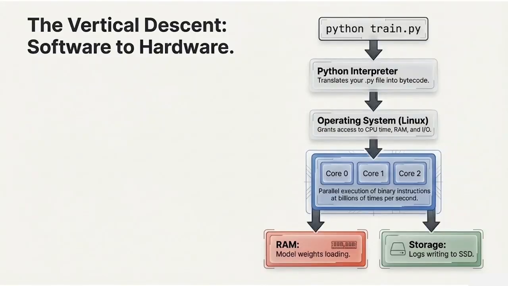All right, so let's talk about the vertical descent from software to hardware. The file here, train.py, is actually the Python file. If you run this on your system, it goes through the Python interpreter, which interprets the code to the operating system. Then it flows through the different cores of the CPU to the RAM or the SSD or HDD, as the case may be.